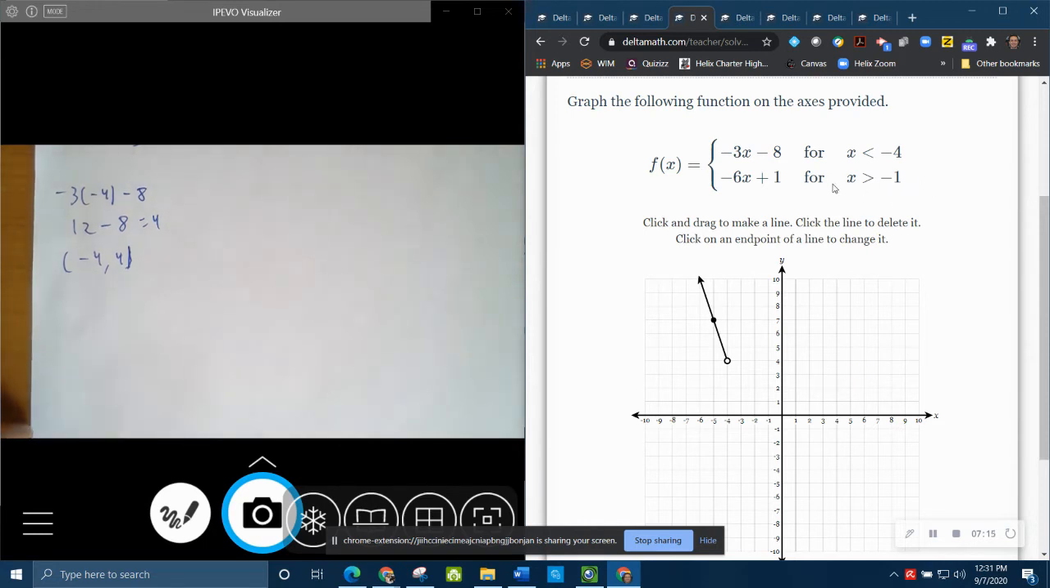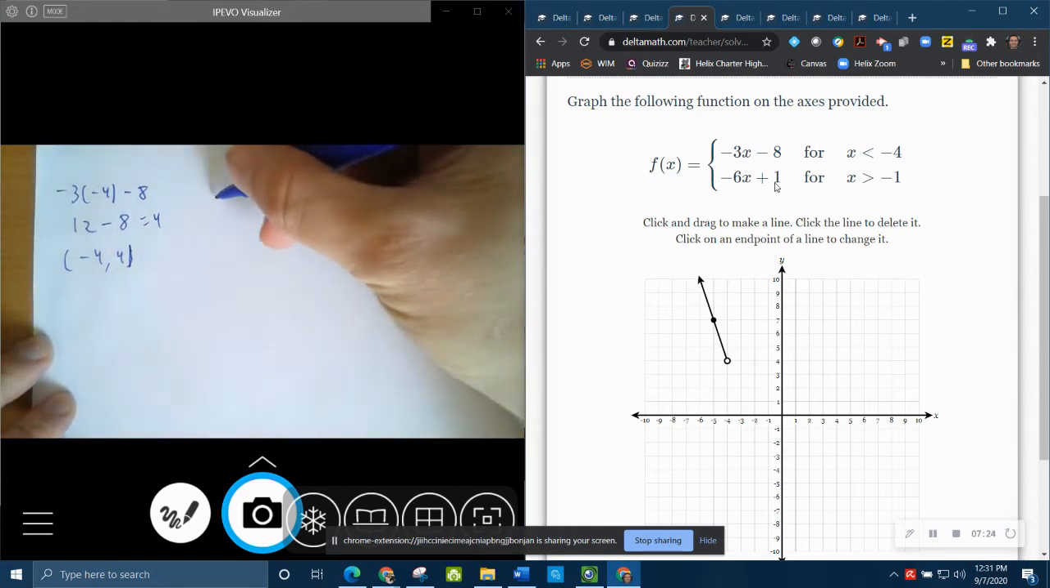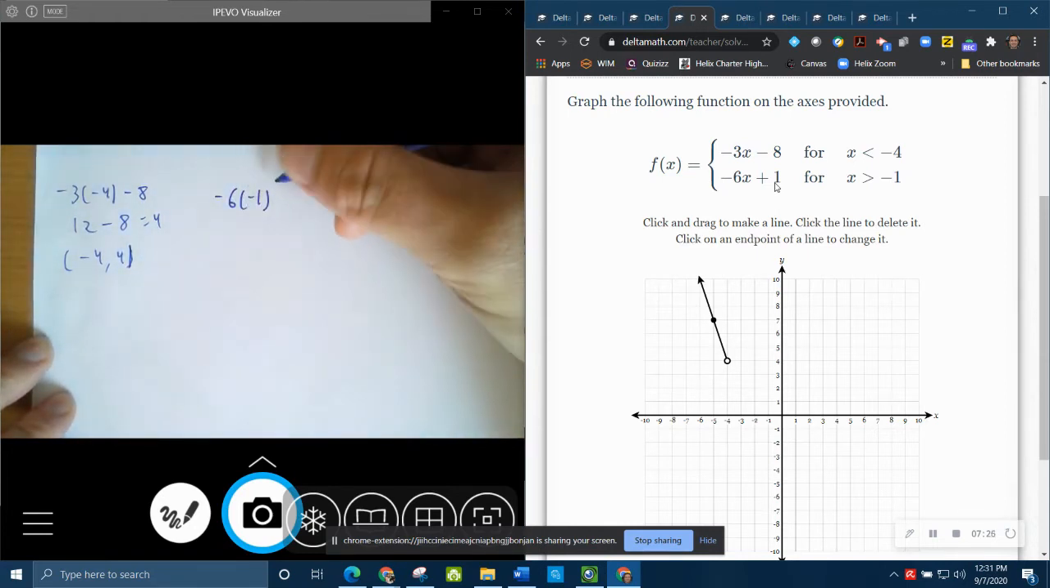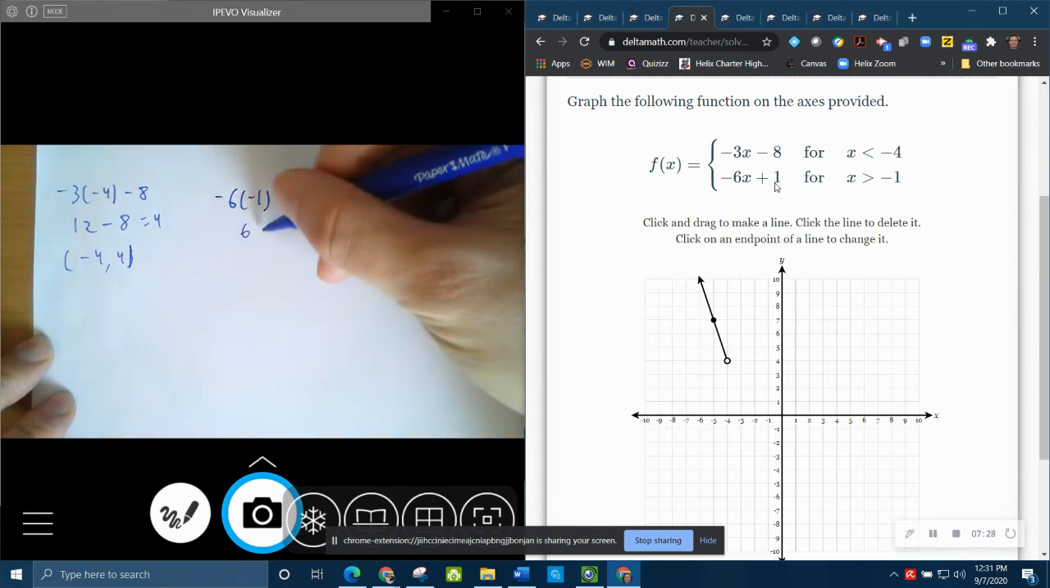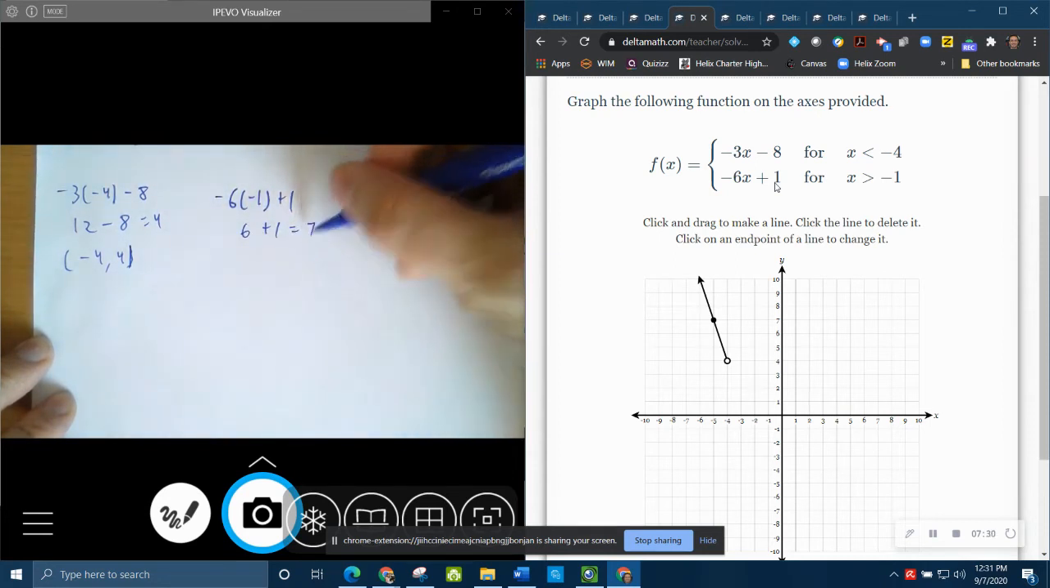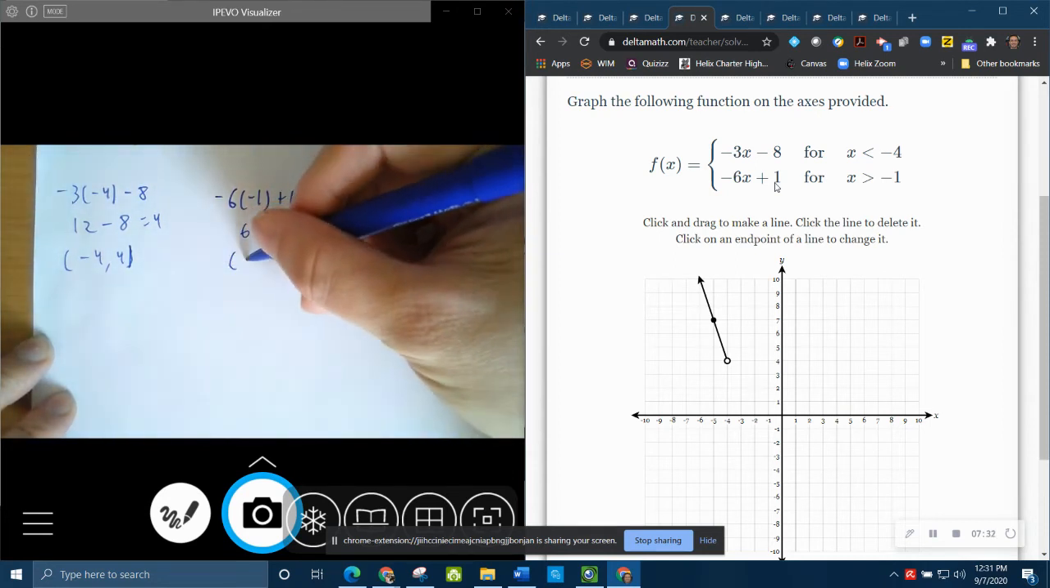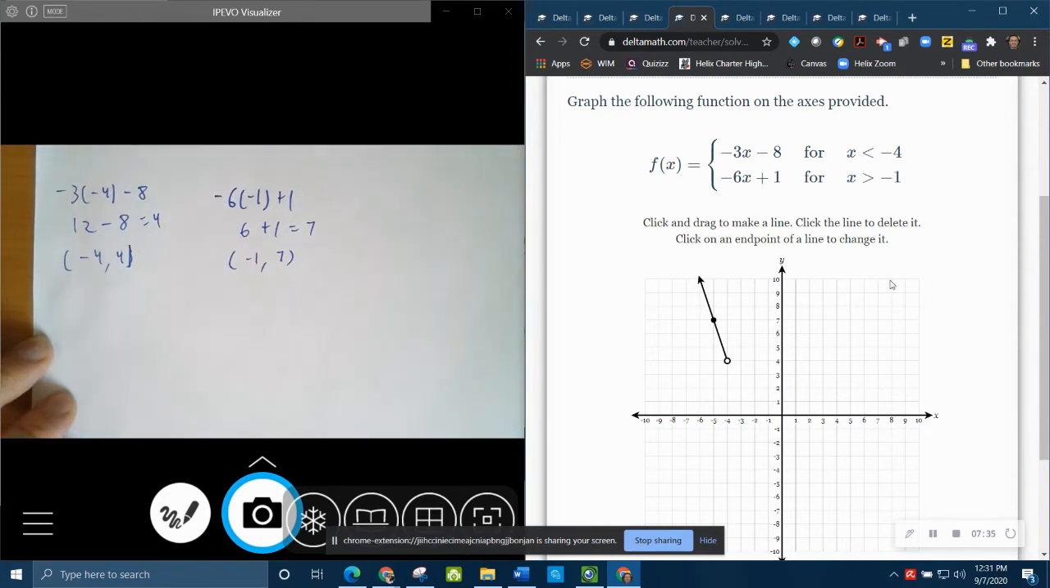All right. So again, even though it says x is greater than -1, even though I'm not supposed to use x equals -1 in this rule, I have to still plug it in. I have to still do -6 times -1 plus 1. 6 plus 1 is 7. So that's the point (-1, 7). So I'm going to be up here. It'll be an open circle. It's not actually a point for this function, but it's still where I have to get started.